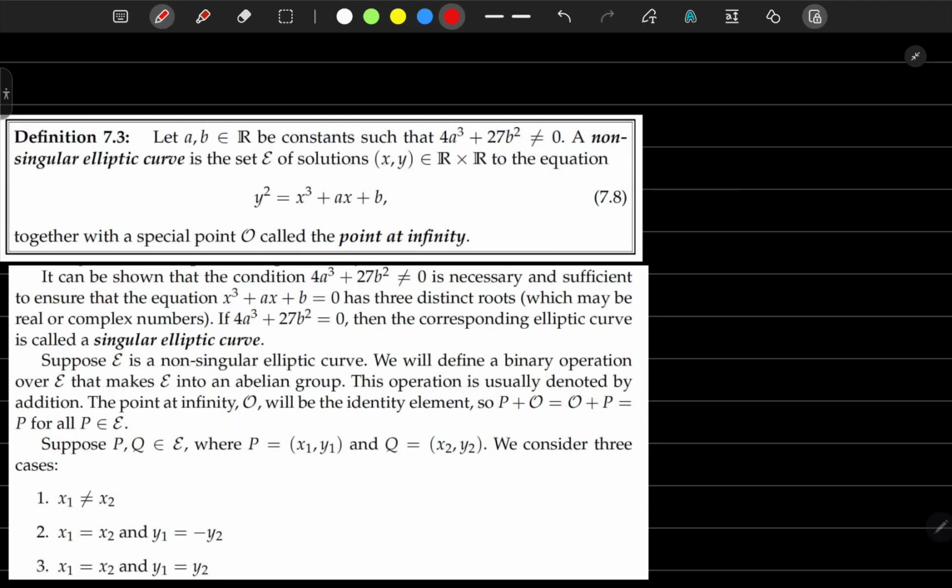Hi, welcome to the new class. Today we will start about the elliptical curve.